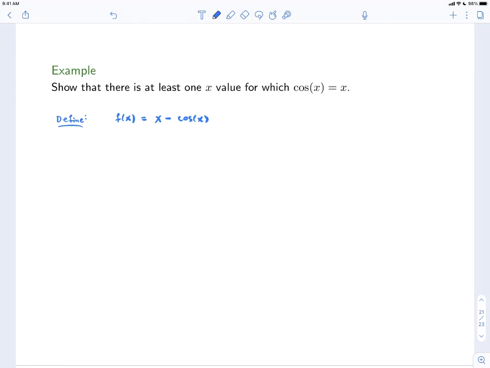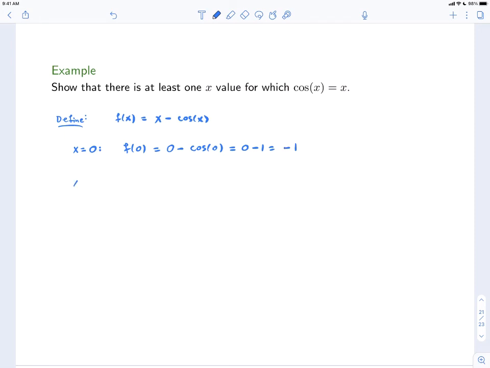So let's just try different values. Let's say x equals 0. F of 0 is 0 minus cosine of 0. Cosine of 0 is 1. So this is 0 minus 1, which is negative 1. So in particular, it's a negative number.